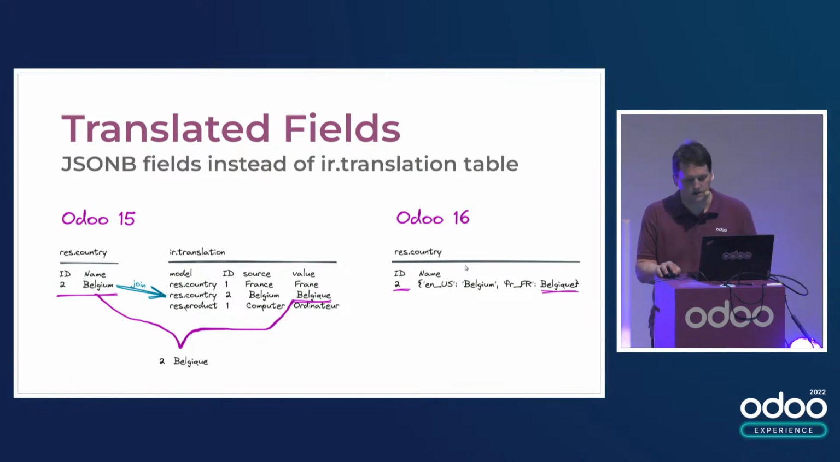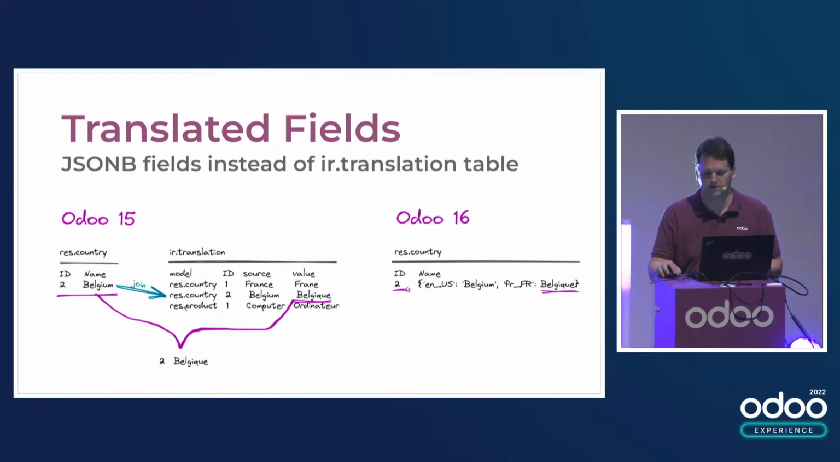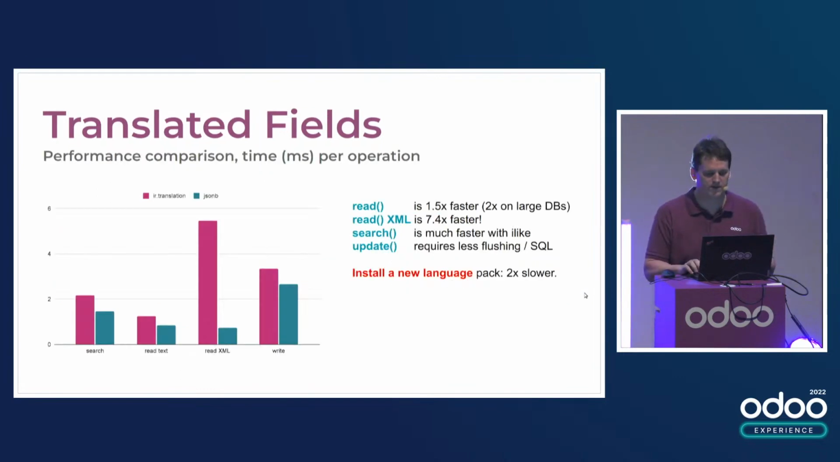In Odoo 16, now instead of storing the translation in a separate table, we store the translation on the record itself as JSON data. So on the country, the ID 2, you have both the English and the French version on the record. That means that when we have to retrieve the French version of a record, you have everything in the same page in PostgreSQL. So it's very fast. You get the "to" and "Belgique" right away without having to create joins.